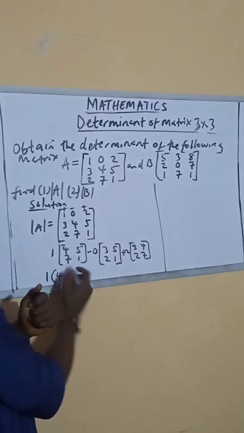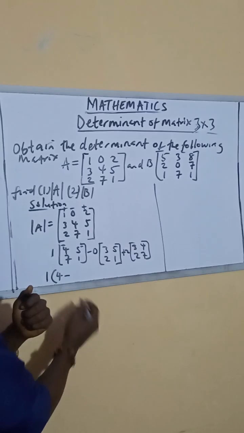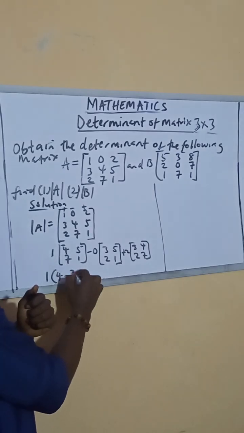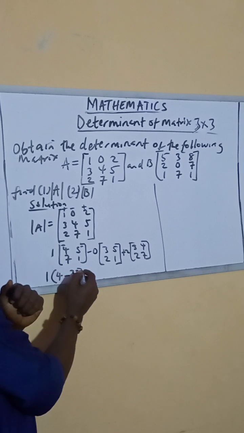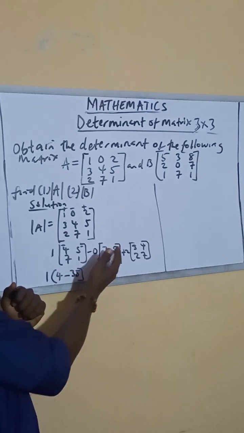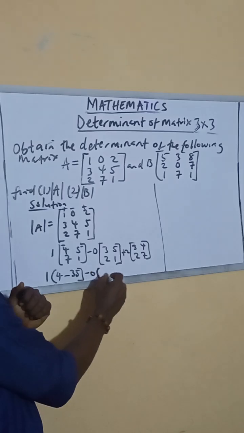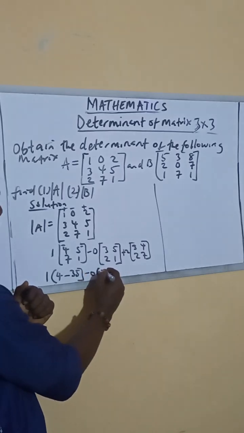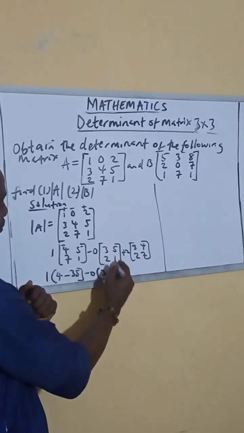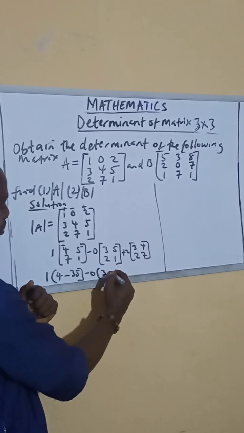Right? Minus 3 times 5 will give us what? Will give us 35. I'm sure you're okay that way. The next one now, let's move to the next one. We have minus 0 here. 3 times 1 will give us 3. 2 times 5 will give us what? 10. So minus 10.